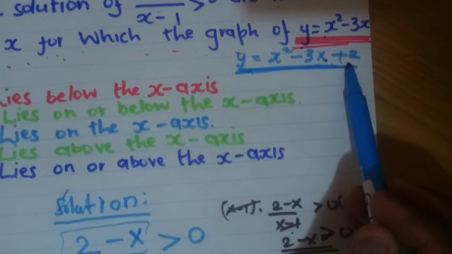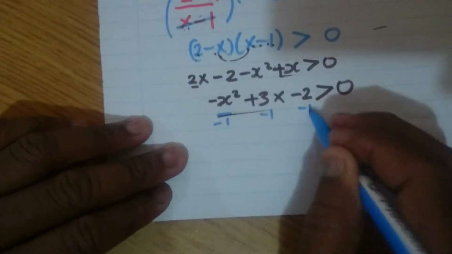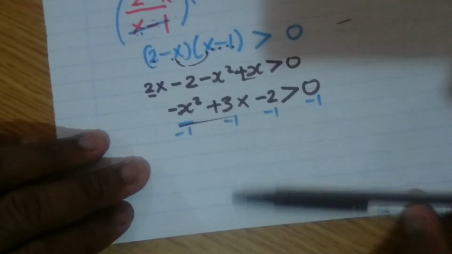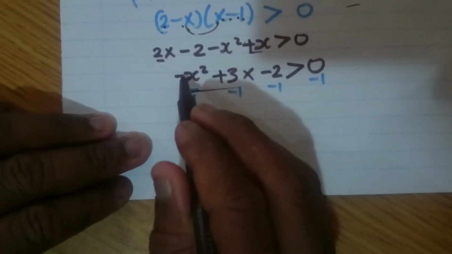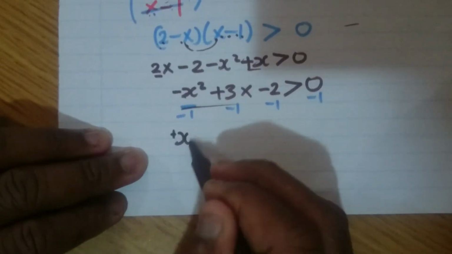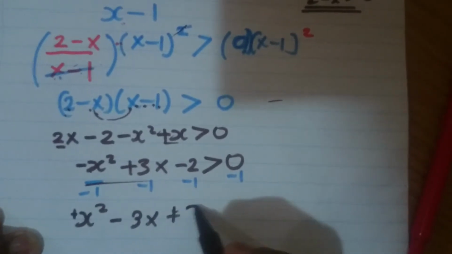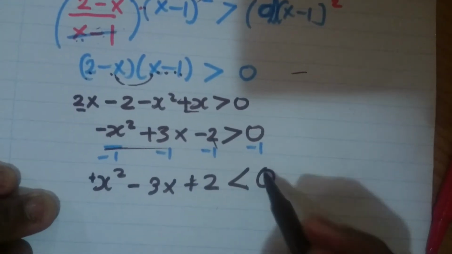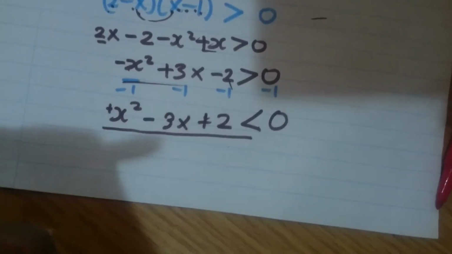So I'm going to divide by negative throughout. But I know that in any inequality, when you divide by a negative, the inequality has to change direction. So negative and negative is positive, so we have positive x squared, and negative and positive is negative 3x, negative and negative is positive 2, and the inequality sign has to change direction when you divide by a negative. So yes, it's true.